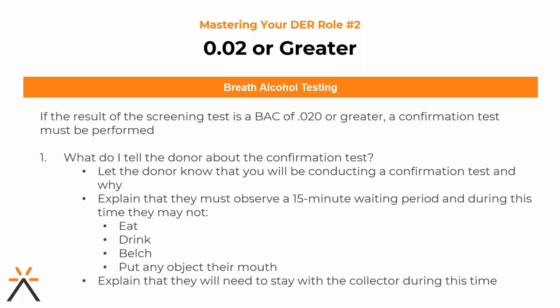Okay, but right away you're going to want to let the donor know what's going on, because you're going to see that result is going to say like a 0.024, whatever it says. So you're going to want to say, hey, we've got some other things to do. You're going to let them know that you are doing that confirmation test, and you're going to tell them, here's why we're doing that confirmation test. And then you're going to let them know we're going to have a 15-minute wait period during this time. During this time, you're not to eat, drink, belch, put anything in your mouth, and you should stay with me the entire time.